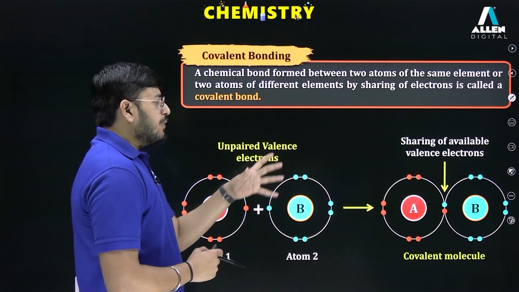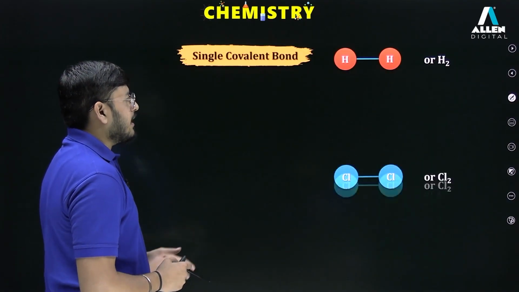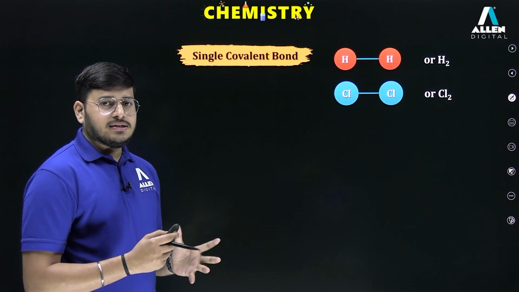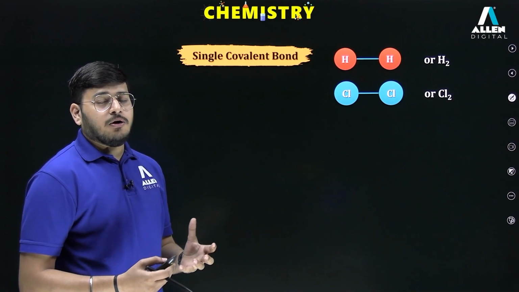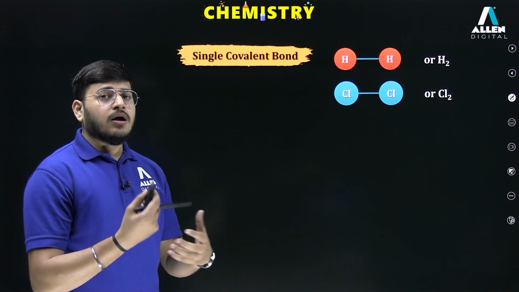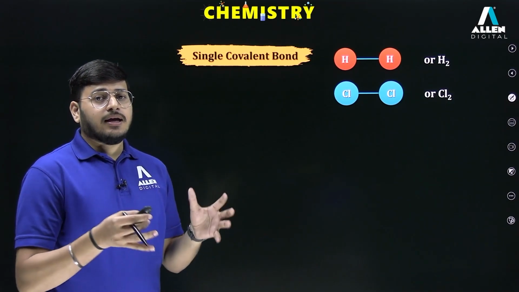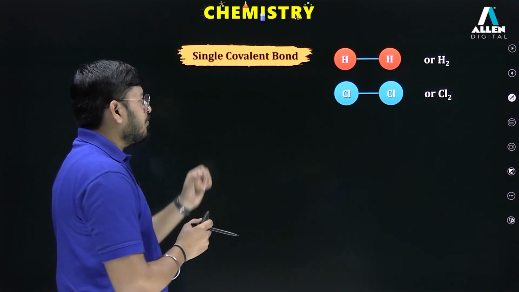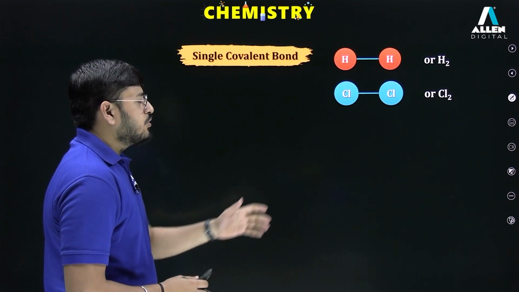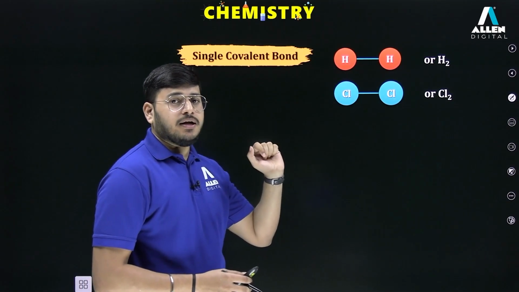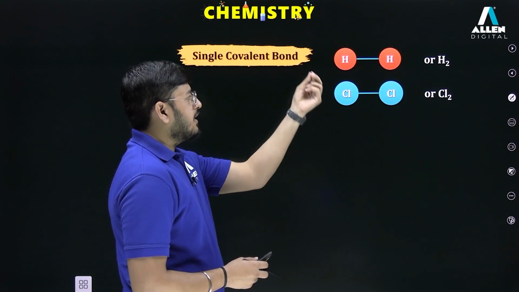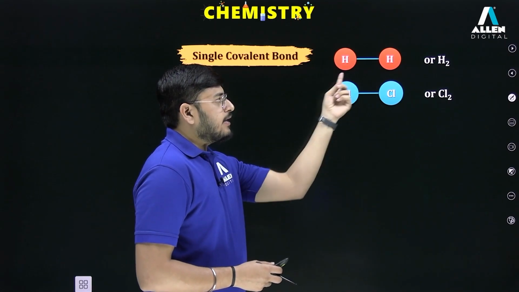We have so many examples like that, but first we have to understand the types of bonds, that is, the classification of bonds. How many types of bonds can be formed covalently? The first one is the single covalent bond, for which the examples are the hydrogen molecule and the chlorine molecule, in which they share one electron, students.